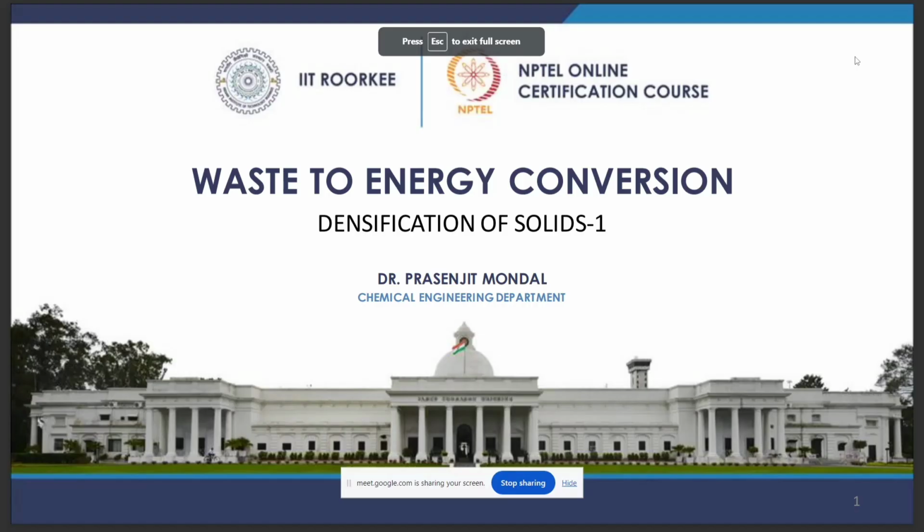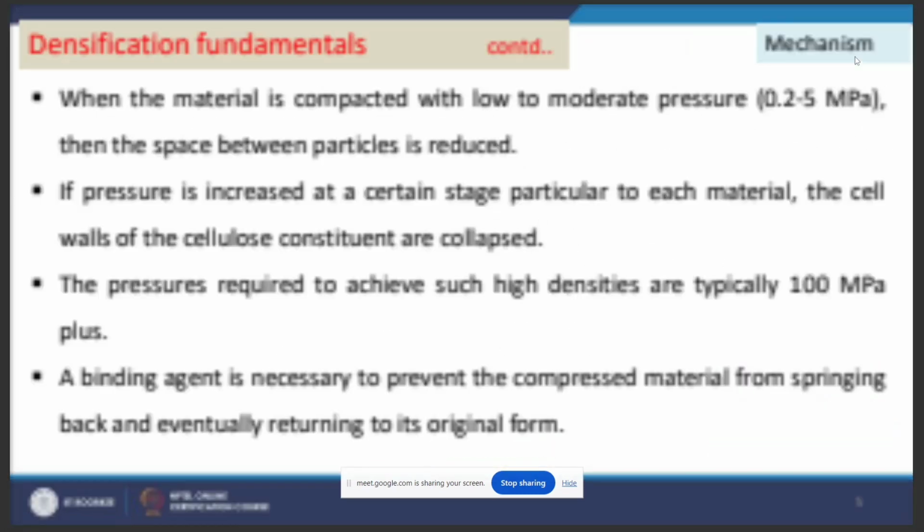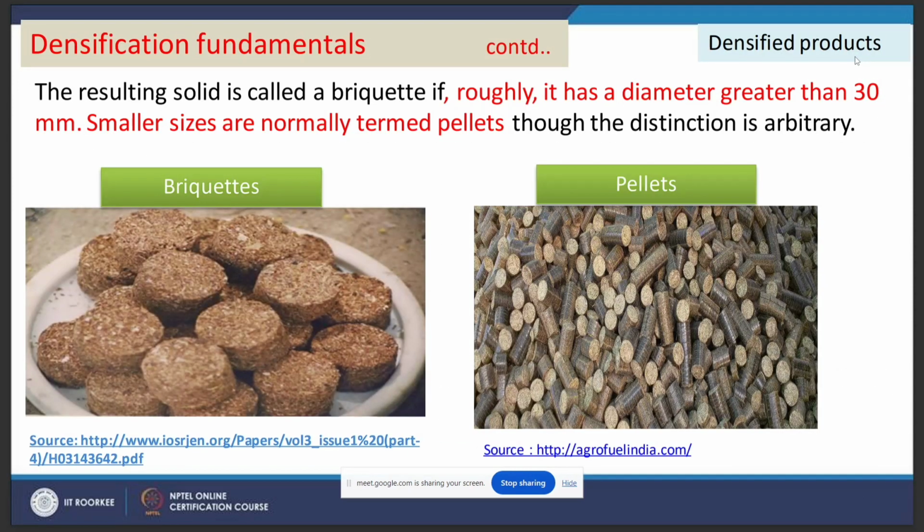The third lecture was about densification of solids. Densification is the process in which the density of the waste is increased so that it can be handled properly and also used easily. There are 2 types of end product: if the diameter is greater than 3 cm, it is called briquettes, and if it is smaller, it is called pellets.